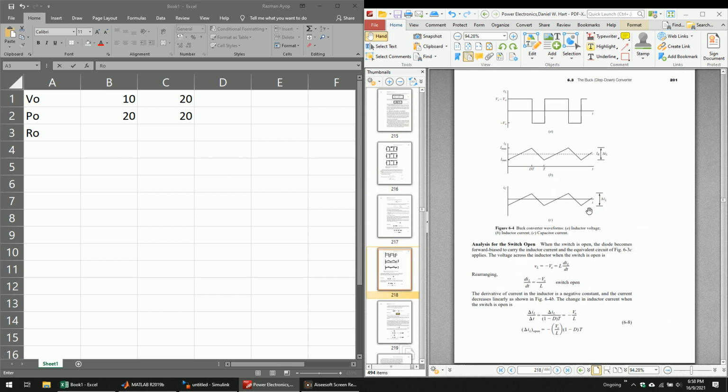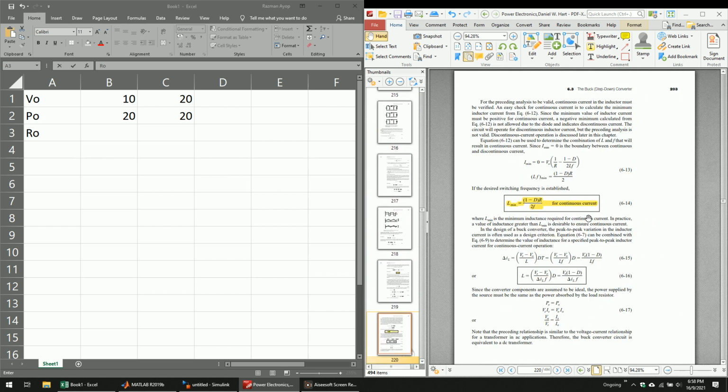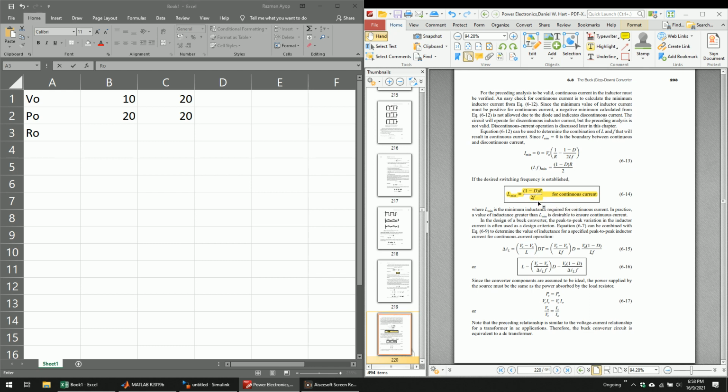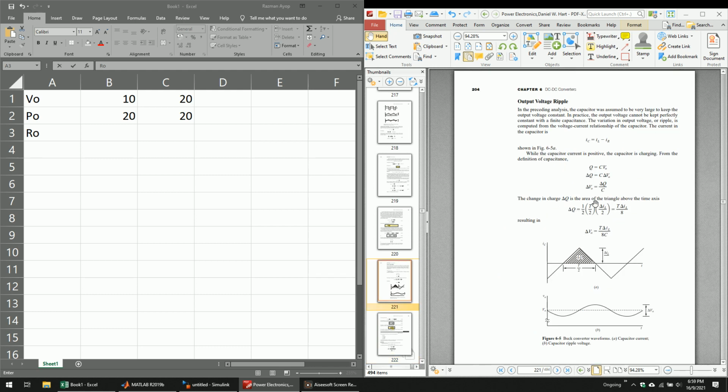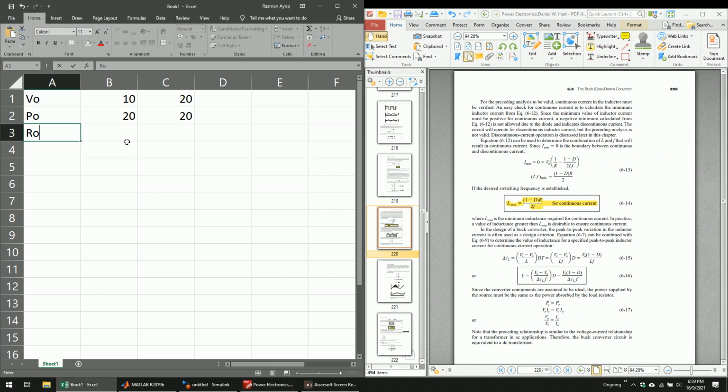To calculate the inductor, you need R out, or the ripple factor. The ripple factor is not affected by R out directly, but it is affected by L, which is affected by R. So you need to calculate this. How to calculate this?